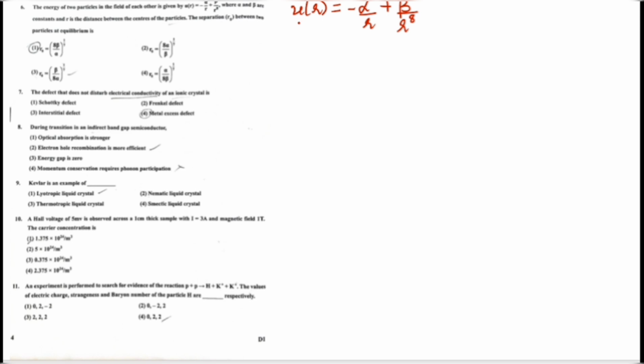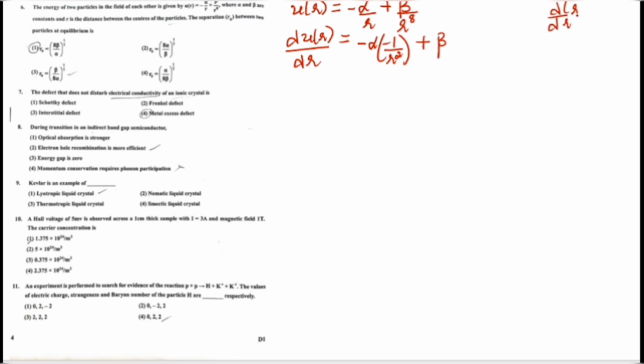In this question, we need to differentiate energy with respect to r, then equate it to 0, and then we will get the exact value of r. Let us do that. Differentiating energy with respect to r, the derivative of 1 by r is r to the power of minus 1, which gives minus 1 divided by r square. So minus alpha into minus 1 divided by r square. Alpha and beta are both constants.